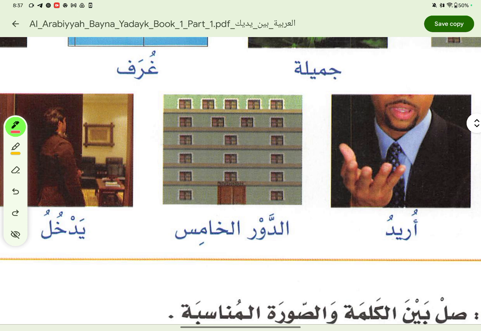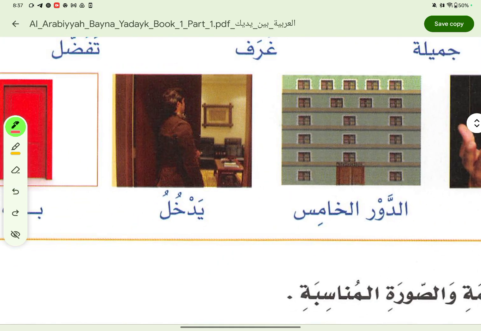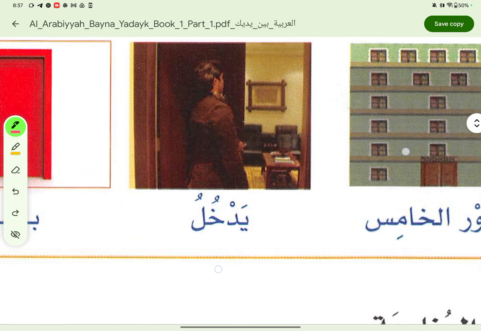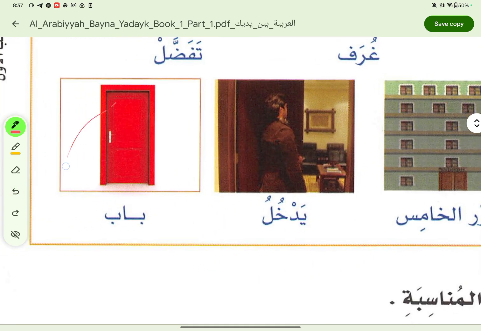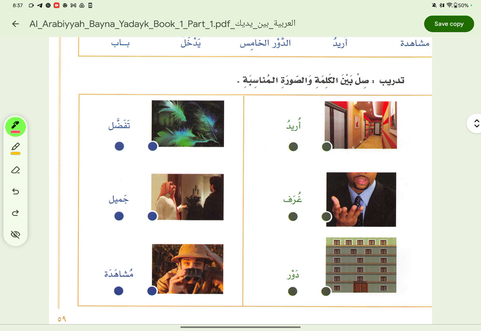And then we have dawr al-khamis, so they highlighted the fifth floor, the fifth dawr, al-khamis, and it's showing that. And then we have yadkhulu, right? Yadkhulu, this guy's entering his house. And then we have bab to signify this is a door. Okay. And then the exercise here at the bottom.